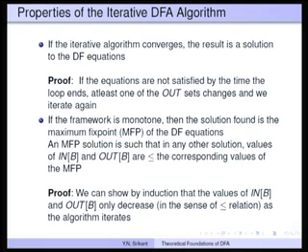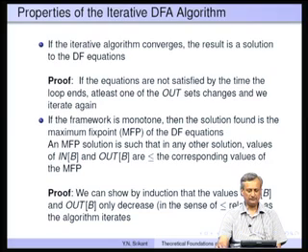What are the properties of the iterative data flow analysis algorithm? We have defined many terms now: monotonicity, distributivity, composition of transfer functions and so on. Let us see where some of these actually fit. If the iterative algorithm converges, the result is a solution to the data flow equations. We are not saying it converges, we will see that a little later.